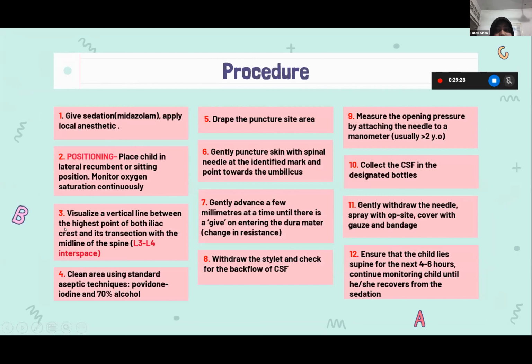The third step, we need to visualize. This is basically finding the point to puncture the skin. So we need to visualize a vertical line between the two highest points of the iliac crest and its intersection with the midline of the spine.